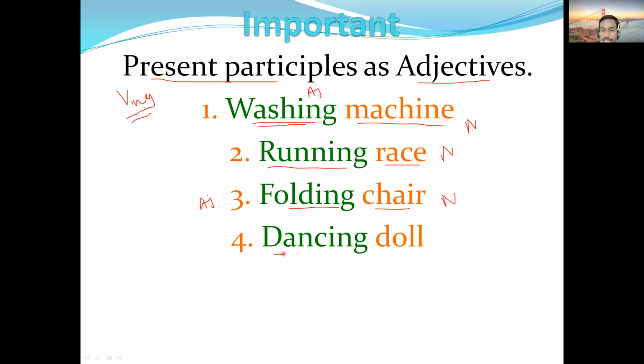Then next is dancing doll. Doll is a noun. Dance is a verb, dancing is a present participle. Here it is used as an adjective. So present participles also can be used as adjectives. You people can make other examples and send them to me in the chat box. I will not ask you personally.